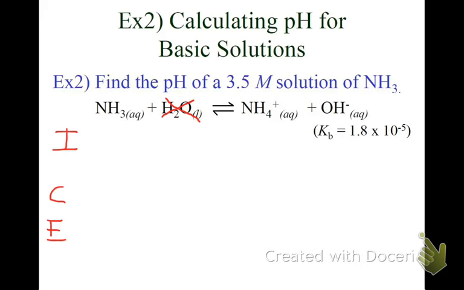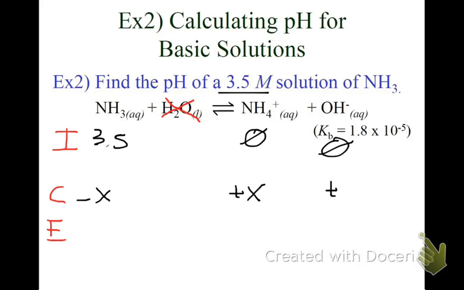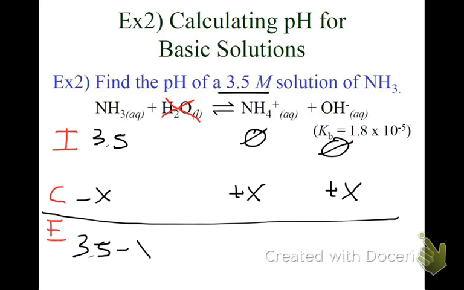I'm going to put a cross through it. Doesn't mean that it doesn't matter. It just means in our equilibrium, it's not going to be factored in because it's a pure liquid. Okay, and as always, our concentration is given to us to begin with, 3.5, and then those ammonium and hydroxide both start at 0. Ammonia is going to decrease by X, ammonium increase. So at equilibrium, 3.5 minus X, and then plus X. Those are our equilibrium concentration values.